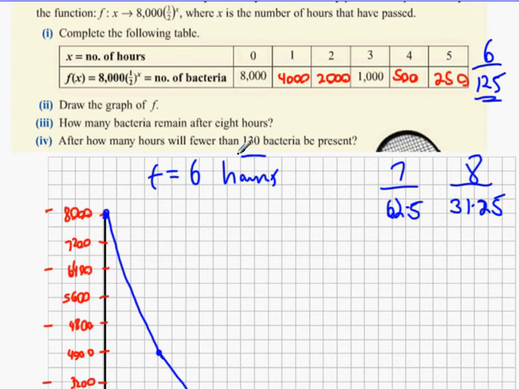Yes? For the last one, I got 31.25 as well. Yeah, I got it as well. That's it there. Yeah, I got that as well. But I did it a different way.